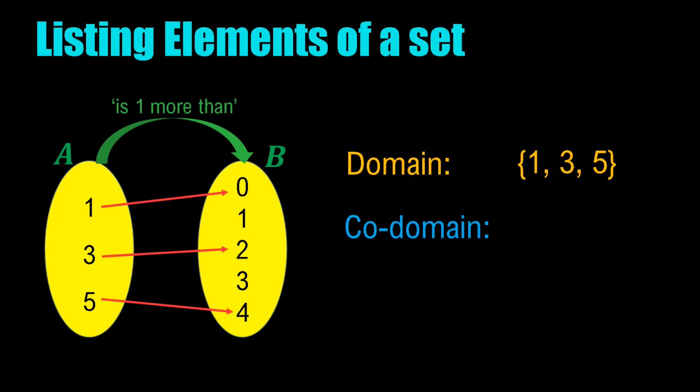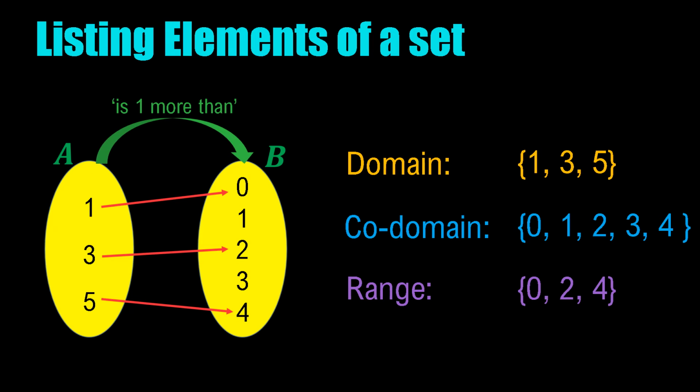If you're asked to list the elements of the codomain, these are all the elements, all the members that are in the second set. So I'm going to put curly brackets, and I'm going to list my elements, 0, 1, 2, 3, 4. Remember, they're separated by a comma. The range, remember the range are all the elements that came out of the function, and these are all the members in the codomain that have an arrow pointing to them. So that is 0, 2, and 4.